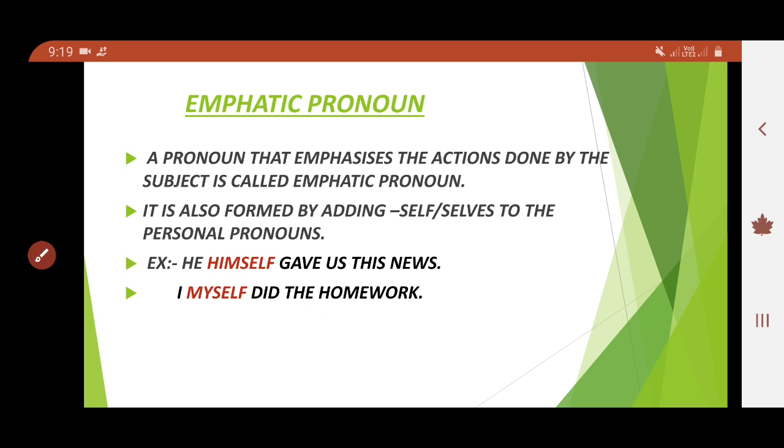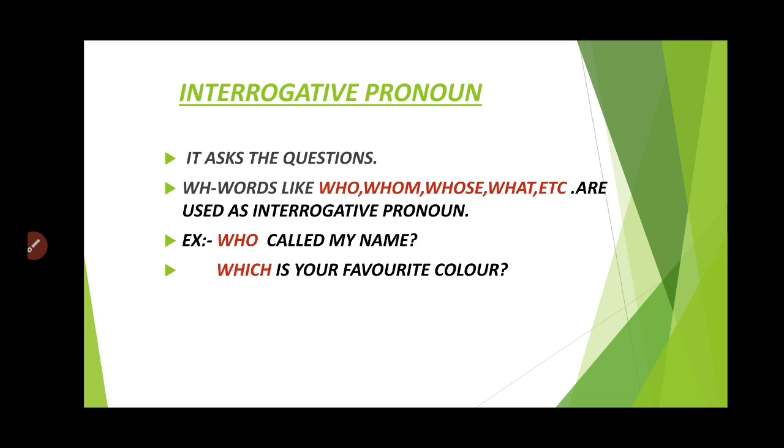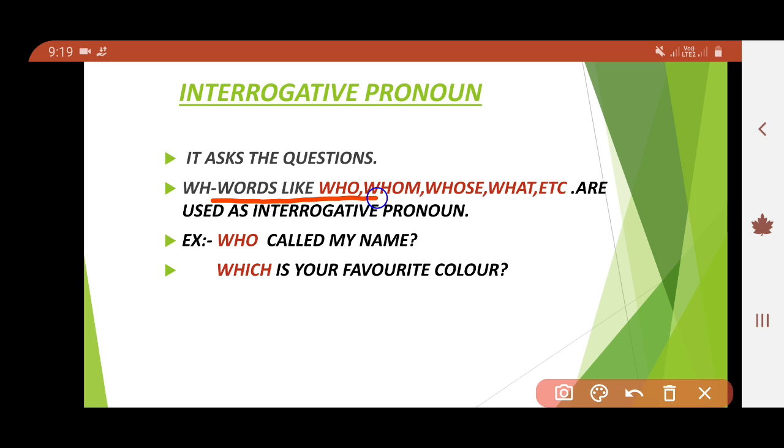Okay, clear students? Now interrogative pronoun: it asks the question. You know what is interrogative? It deals with questions. So interrogative pronoun is used to ask questions. WH words like who, whom, whose, what, etc. are used as interrogative pronouns. So these are the interrogative pronouns that we use in a sentence which help us to ask questions: who, whom, whose, what, and many more. Keep in mind, WH words help us to question someone or something. So these WH words like who, whom, whose, what, etc. are used as interrogative pronouns.